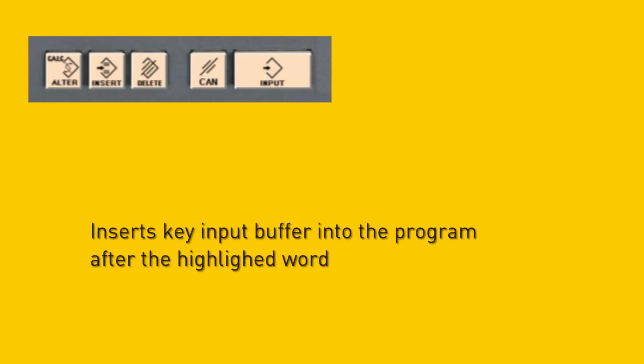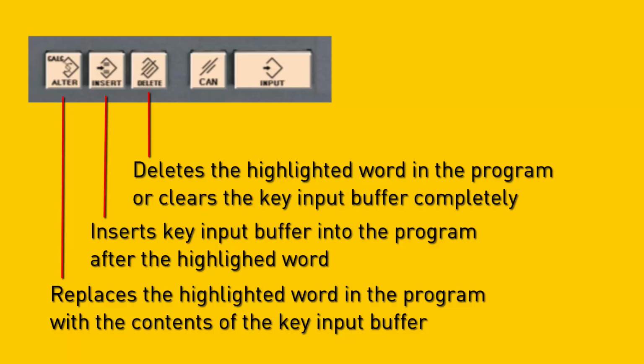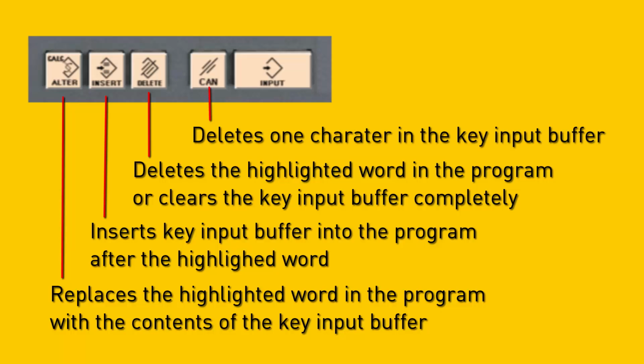So let's review. The Insert and Input keys insert the text currently in the key input buffer into the program after the highlighted word. The Alt key replaces the text highlighted in the program with the text currently in the key input buffer. The Delete key deletes the highlighted word in the program or clears the key input buffer completely. A combination of the cursor keys and the Cancel key are used to edit the key input buffer 1 character at a time, before the Insert, Input, or Alt keys are used to transfer the current contents of the key input buffer into the program.